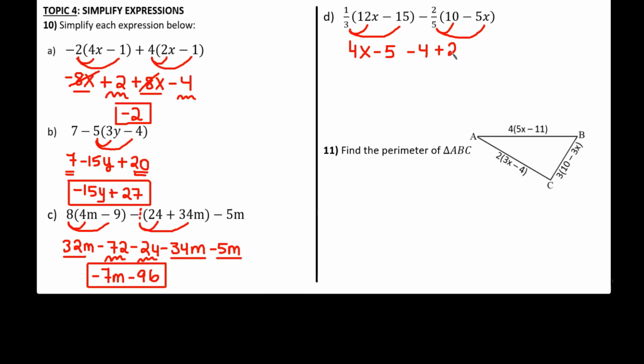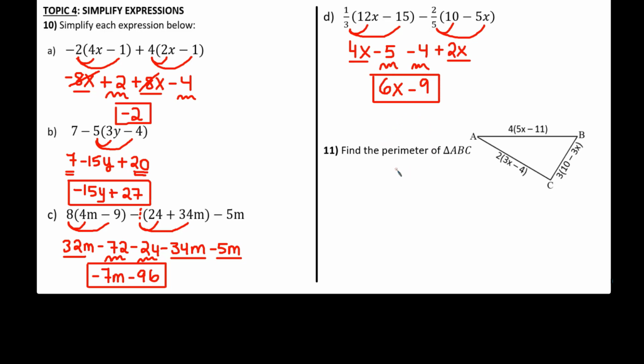And don't forget the x. Good. So now we have 4 and 2 makes it 6. And negative 5, negative 4 makes it negative 9. So there we go. We combine like terms.